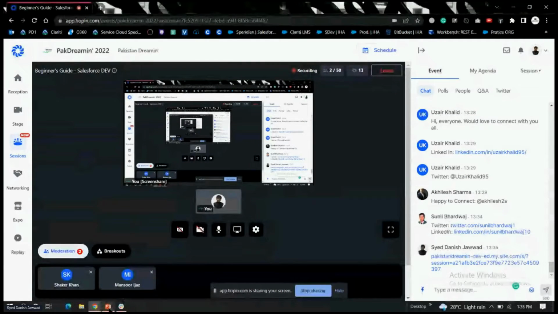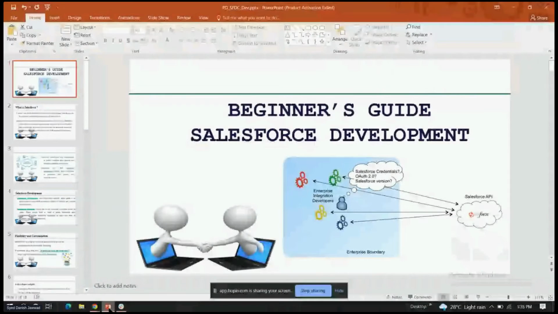So we should start. Basically, this session is based on the developer's guide, like how do you get yourself into Salesforce development. As far as I am concerned, I am working as a Salesforce developer at Spinity and Technologies, a software house based out of USA, and also working in Pakistan, India, Singapore, Dubai, and Canada as well. So we'll get back to that later.